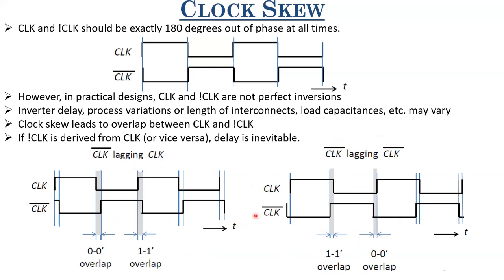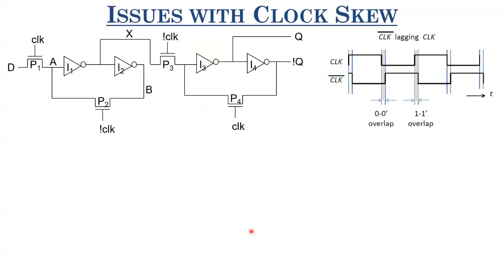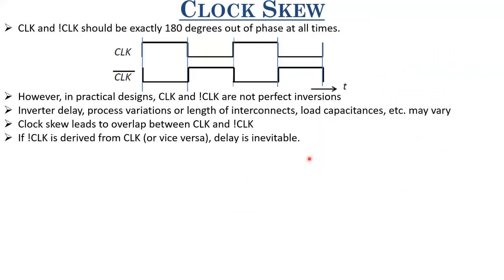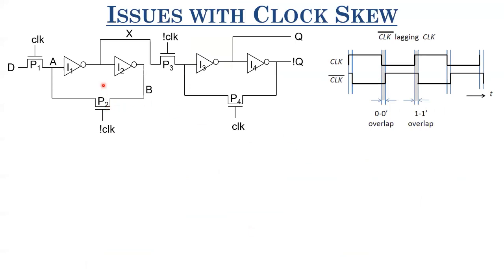Now let us look at what happens due to this clock overlap in these register implementations that we have talked about. So far, we were talking about positive edge triggered registers, where this was a negative latch and this was a positive latch. Now to explain clock skew, I've taken a negative edge triggered register, where we have this as positive latch and this as the negative latch, and hence it's a negative edge triggered register.